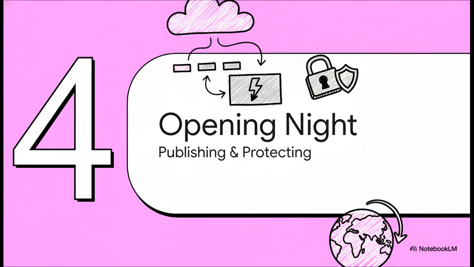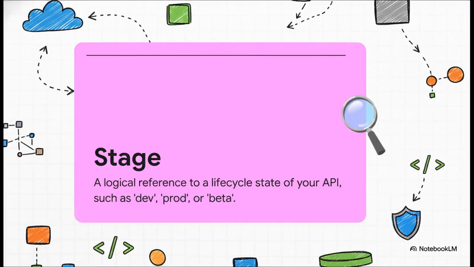Okay, we've built it, we've secured it, our API is ready for its big debut, it's opening night. This last step is all about getting it out to the world, making it look professional, and making sure it can handle the crowds. To actually publish an API, you deploy it to something called a stage. A stage is just a named snapshot of your API's configuration. Like dev, beta, or prod. This is so important because it lets you work on new features in your dev stage and test them out without ever risking your stable, customer-facing prod stage.